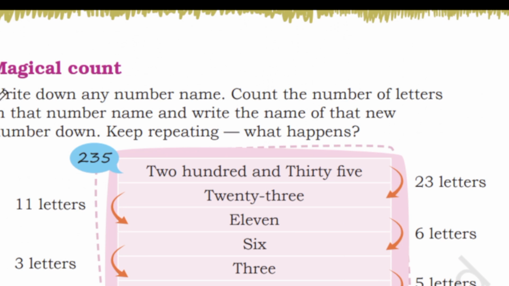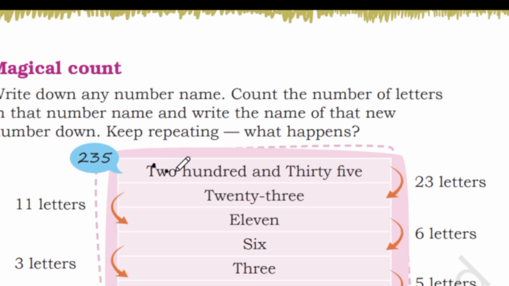Magical count. Write down any number name, count the number of letters in that number name, and write the name of that new number down. Keep repeating. What happens? Okay. So let's see. We have 235. So let's see how many letters are there. Let's count the letters first.